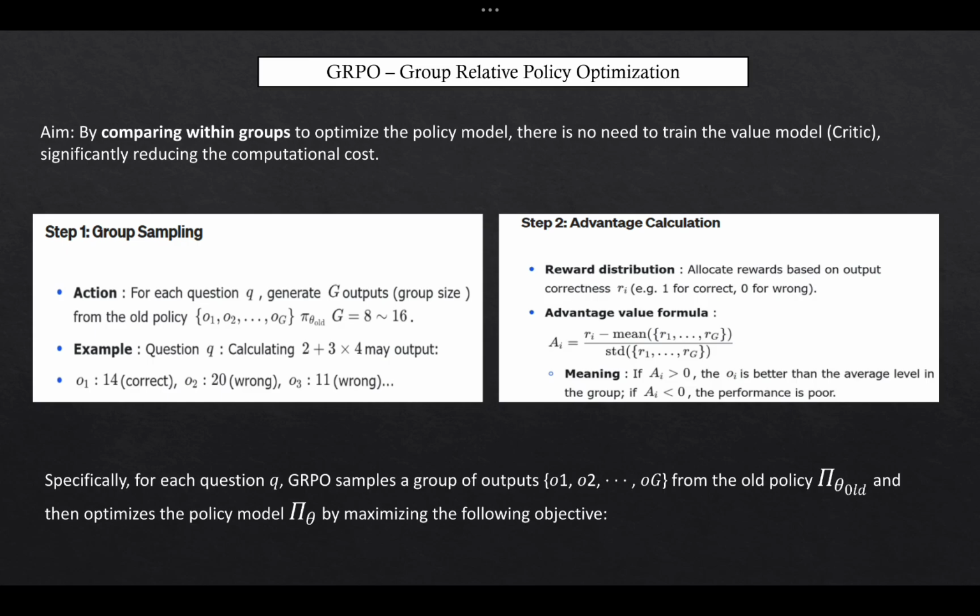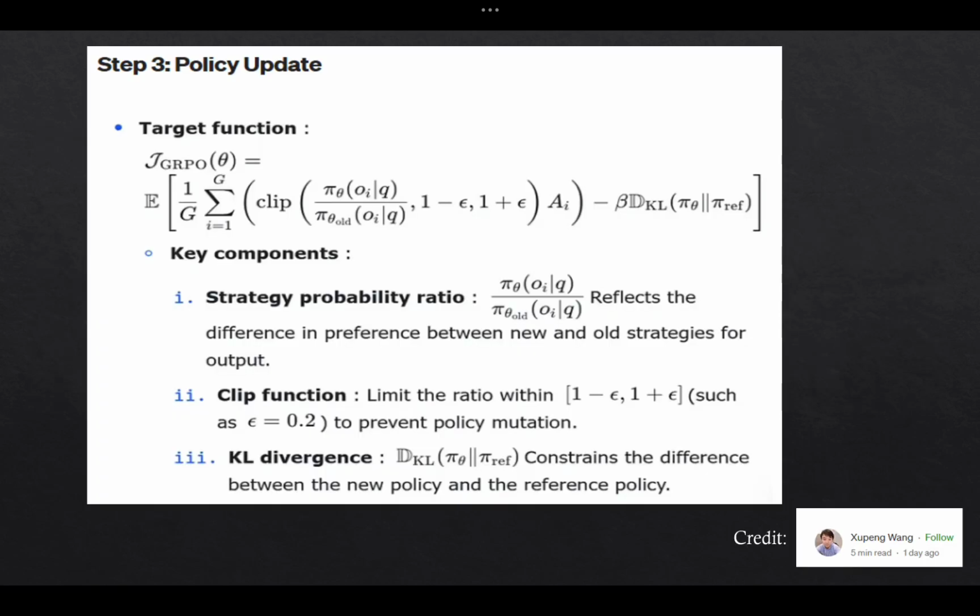So the aim of this GRPO is to come up with a policy, which is pi theta, that will maximize the following objective function, which is given here, right? It looks scary, but if you have gone through PPO or DPO, then this function will be much easier for you. It has three components. The first one is the strategy probability ratio.